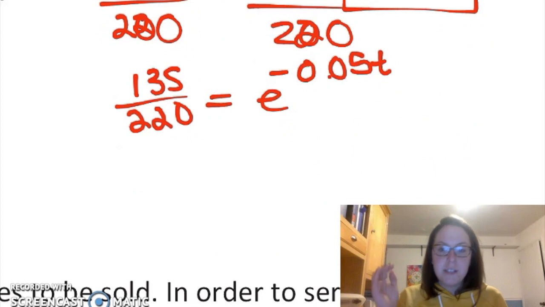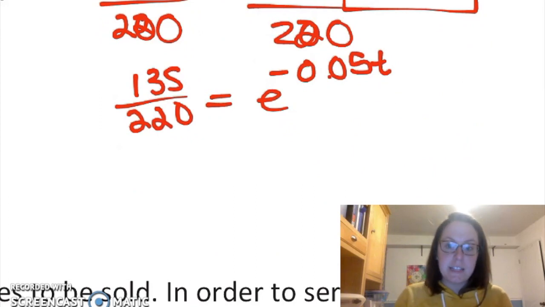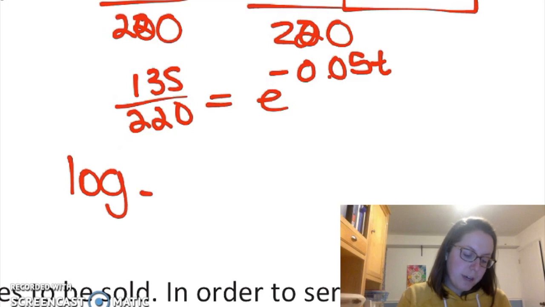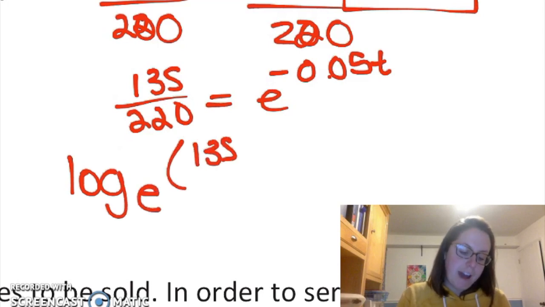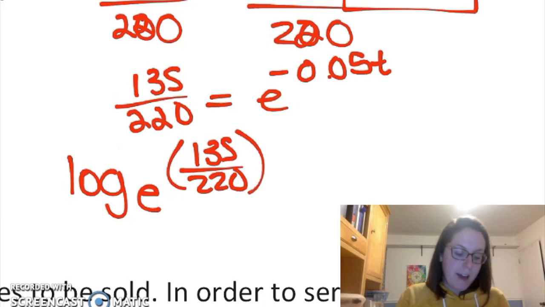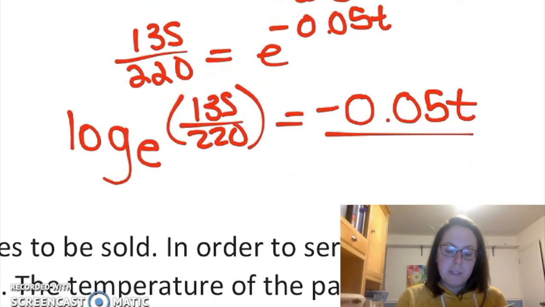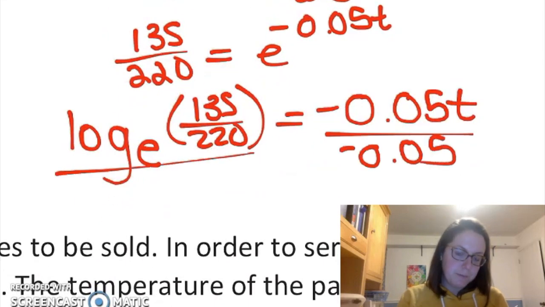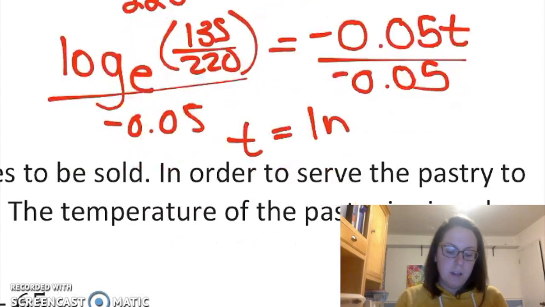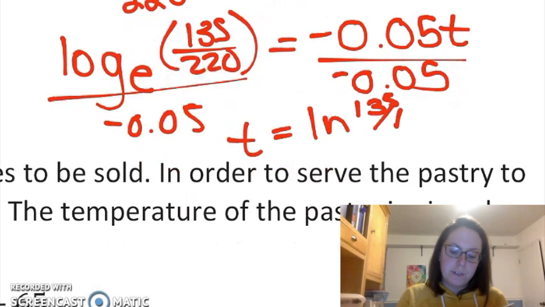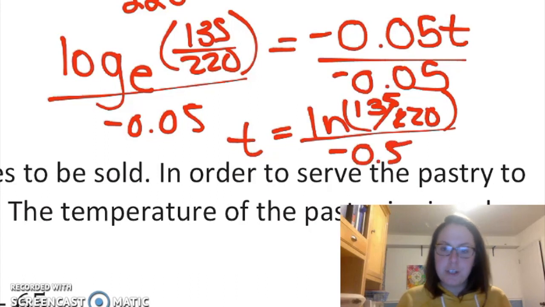Now, this exponential is isolated. So now we can take this and convert. What power of e is 135 over 220? You could do ln for that, ln, just ln, because the base is e, equals negative 0.05 t. Divide both sides by negative 0.05. So t equals ln, or log base e, of 135 over 220 all over negative 0.05. And you could just put that in your calculator.